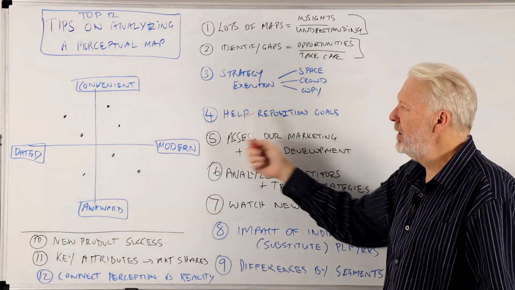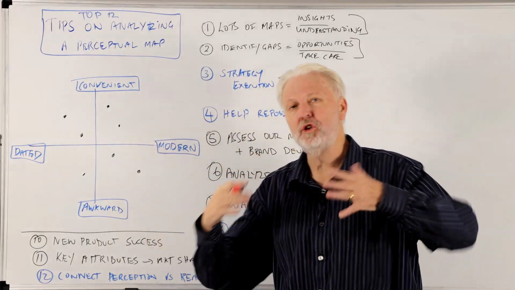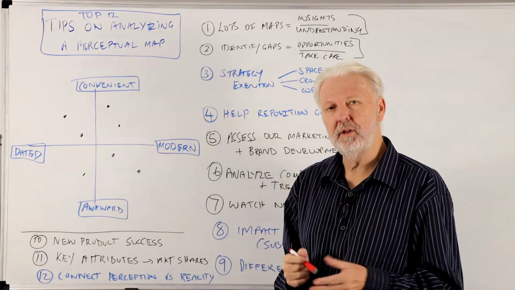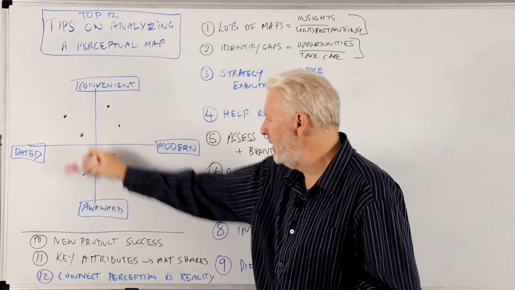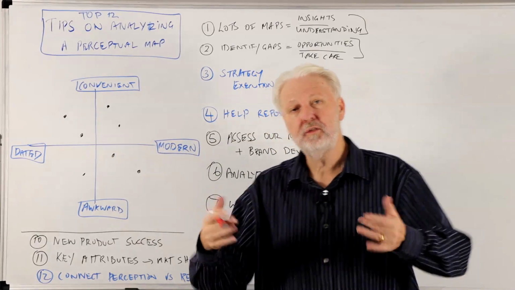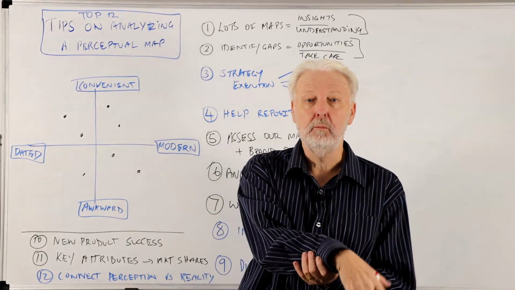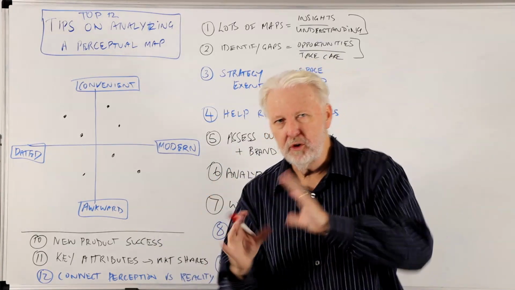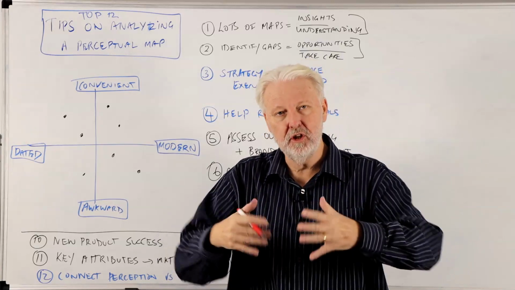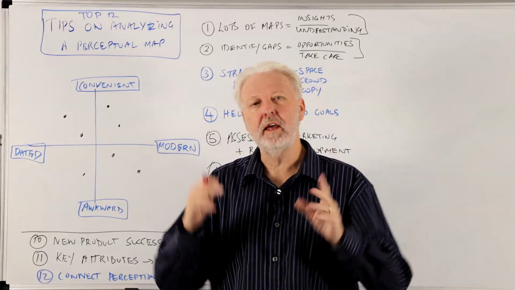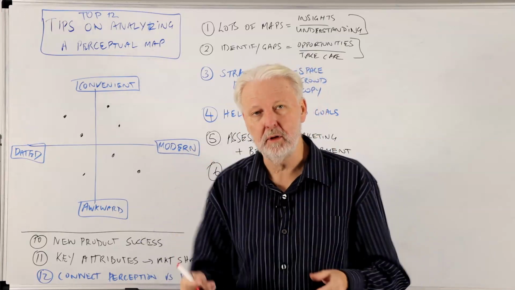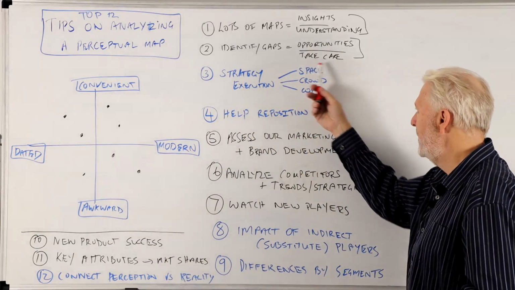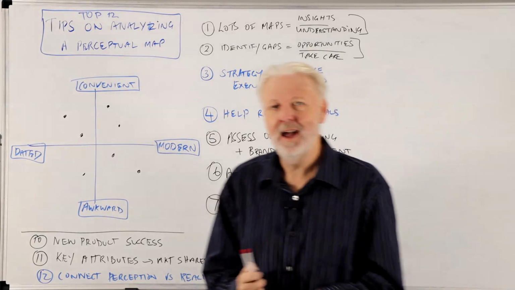Second thing we could use a perceptual map for, is more of a usage thing, is where are the gaps in the marketplace? So, there's a gap over here, there's a gap there. This feeds into our product line extensions, our new product process, maybe our communication, maybe brand positioning down the track. So are there gaps and opportunities in the marketplace? But then I've got this word, take care.